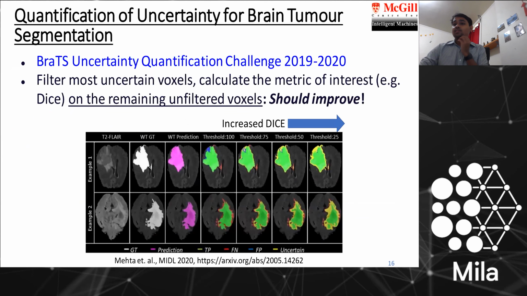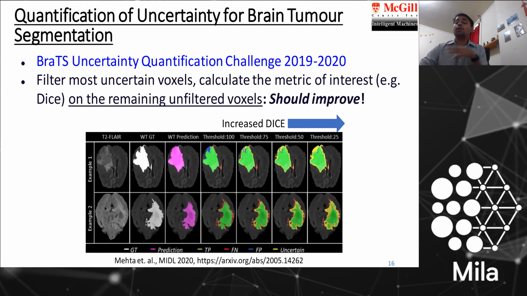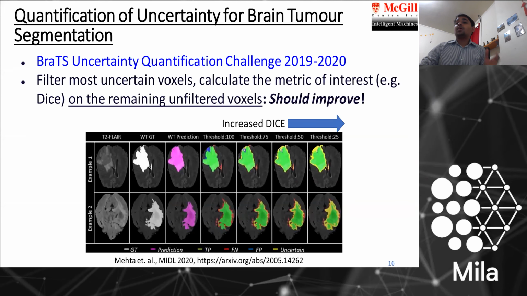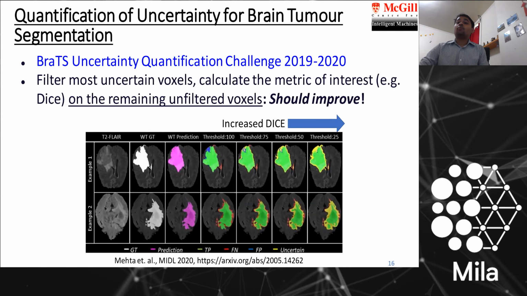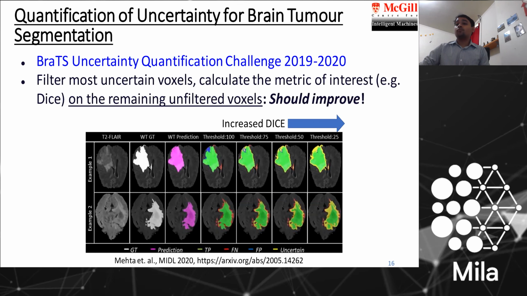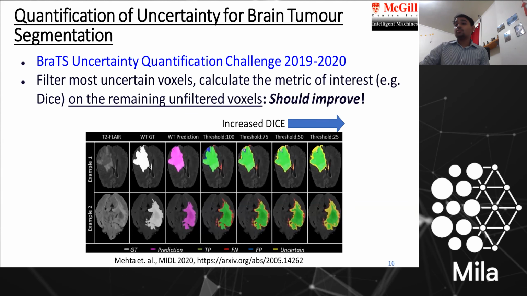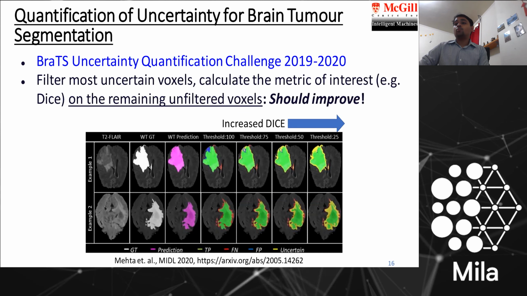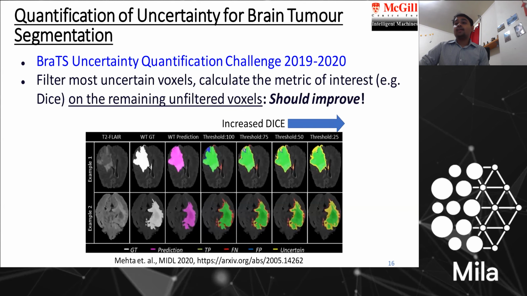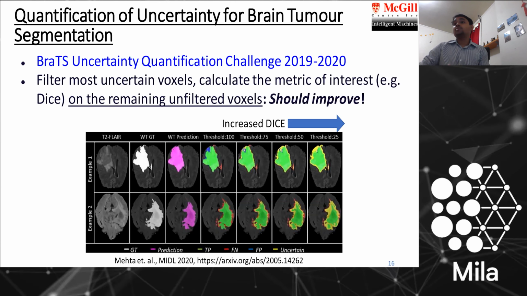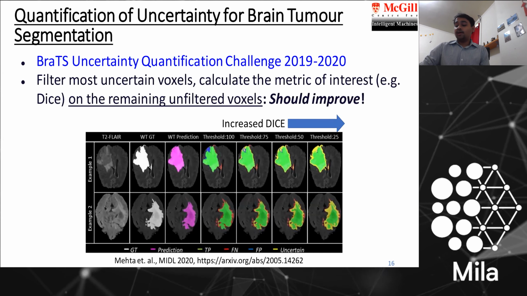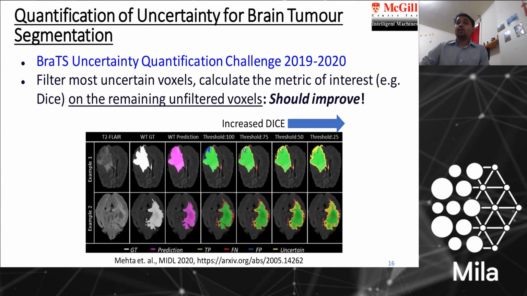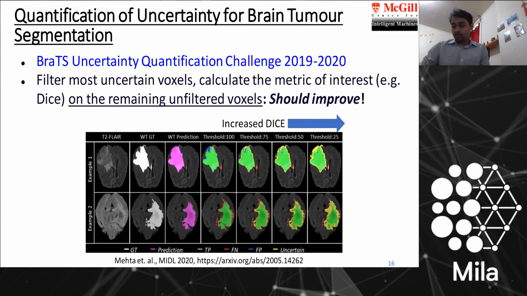So what do I mean by that? Let's take the example of this brain tumor task. Because it's a segmentation task, we are just going to talk about Dice. But if it is a classification task, we can talk about accuracy. In segmentation, what we expect is that once we start thresholding out the most uncertain predictions, which means you don't consider them for the calculation of the metric of interest, here Dice, you calculate Dice only for the remaining ones. What we expect is that as you threshold out more and more uncertain pixels, the remaining ones will be certain pixels. In that case, you will expect the metric of interest, Dice, to improve. In this way, we can evaluate and make sure that our deep learning models are producing good results. And we have organized the uncertainty quantification challenge with BraTS for the last 2 years. If you are interested, please have a look at it.